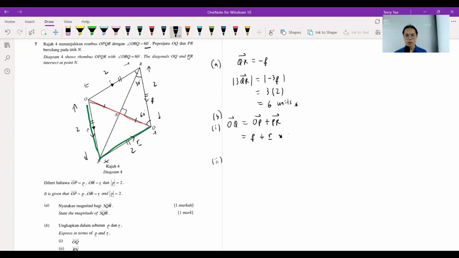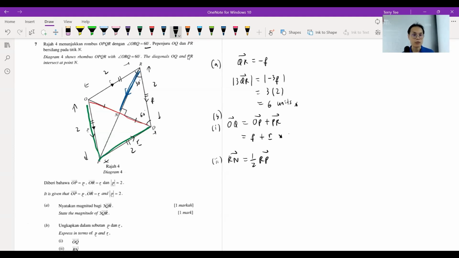Okay, for B Roman 2, we are supposed to express, or ungkapkan dalam sebutan P dan R, for vector RN. Okay, RN means I go from here to here. So many lines, we have to see. Right, I'm going from here to here. Okay, so we know RN is actually half of RP, right? So let me write RN is half of RP.